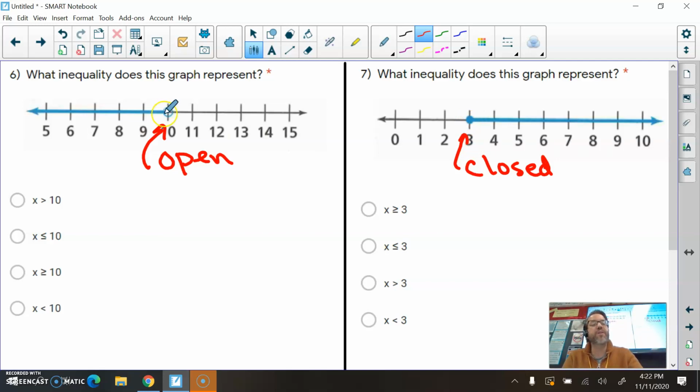So when I look at this number line, my arrow is pointing to the left on the number line, which is all the numbers that are less than 10. But 10 is not included. X here is less than 10.